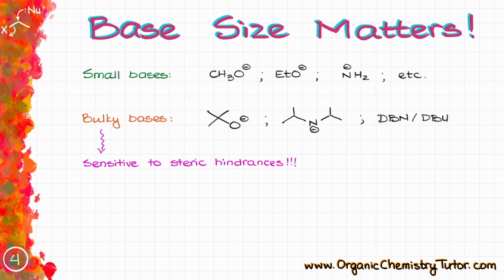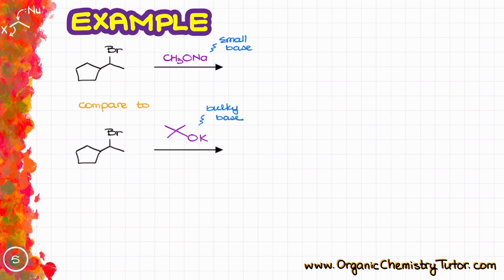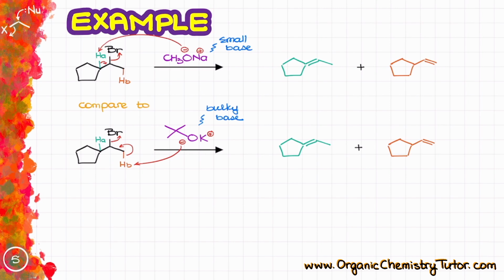And the reason why it matters is that the bulky bases are extremely sensitive to the sterics around the leaving groups. Let me illustrate it with an example. Here I have the same substrate reacting with two different bases. And as we have the same substrate, we can potentially make two different alkene products in both cases, as we have two different beta hydrogens in our substrate, giving me the two following molecules as my products.